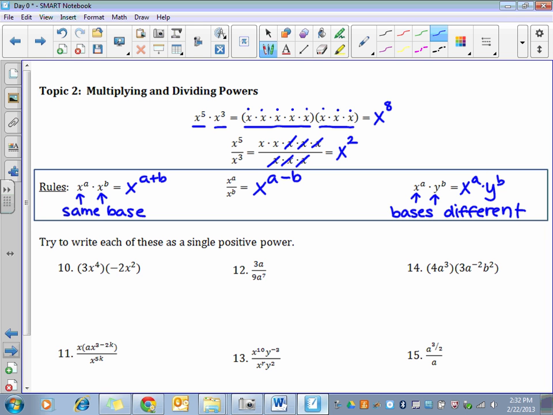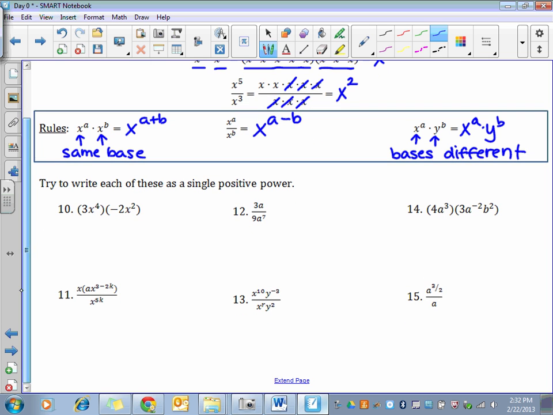So let's try to apply some of these laws to some of these examples. Looking at number 10, we've got 3x to the fourth power multiplied by negative 2 times x squared. First thing I'm going to do is multiply the constants. 3 times negative 2 gives me negative 6. And then I'm multiplying x to the fourth times x squared. I notice again it's got the same base, which means I can combine these exponents. So that really means x to the 4 plus 2 power, which equals negative 6 x to the 6th power.